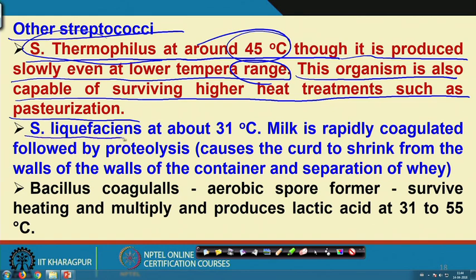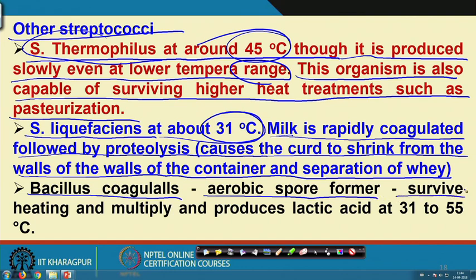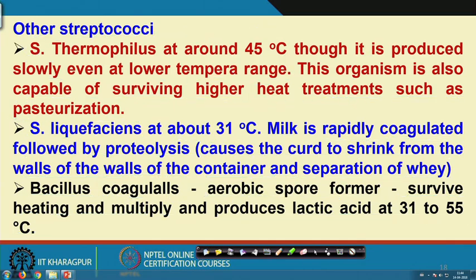Streptococcus liquefaciens at about 31 degrees centigrade works on milk, and milk is rapidly coagulated, followed by proteolysis, which causes the curd to shrink from the walls of the container and separation of whey, right. Bacillus coagulans is an aerobic spore former; it survives heating and multiplies and produces lactic acid at around 31 to 35 degrees centigrade.